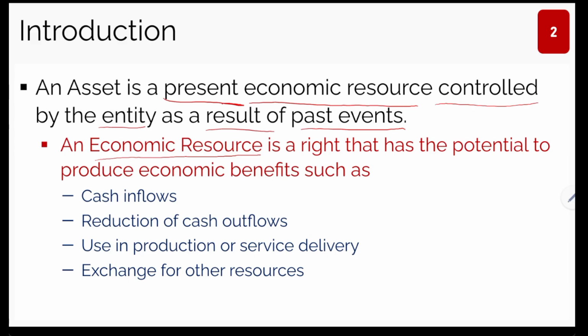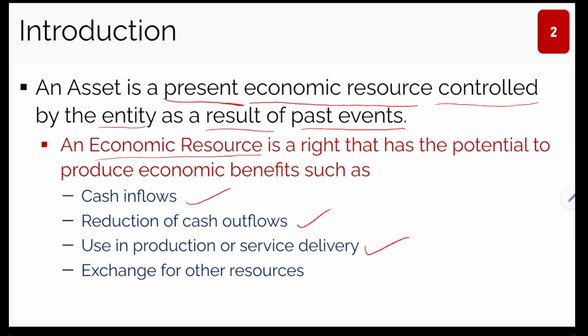So if the asset would have the feature of an economic resource, what we mean is that that asset has the potential of bringing forth cash inflow. All right. Or it could be that it has the potential of reducing the cash outflow of the organization. So it's not all the time it has to bring in money, but sometimes it could also be that it's helping to reduce costs. So once we see either or both of these, then we know it is an economic resource. Another thing is that it is used in production or service delivery.